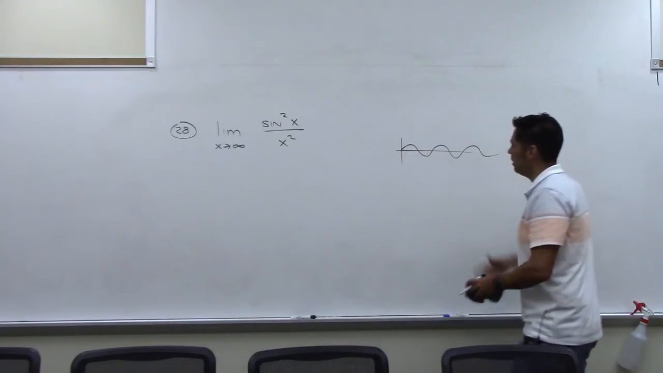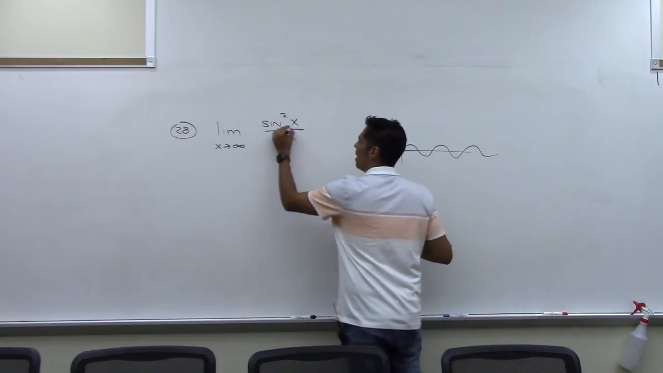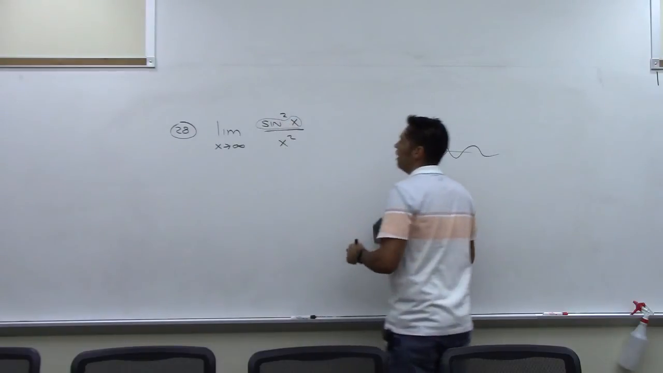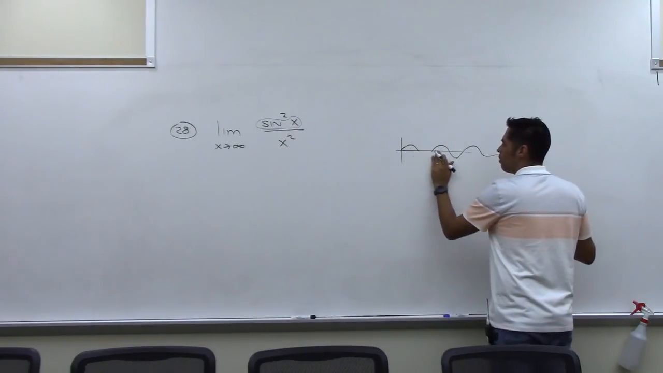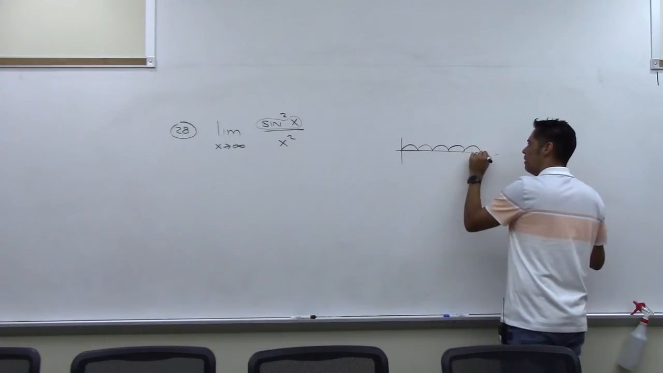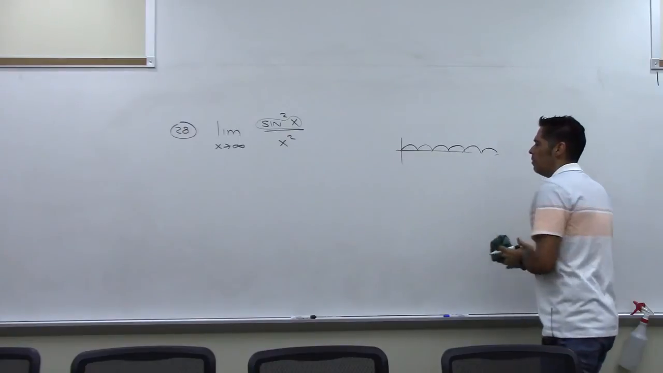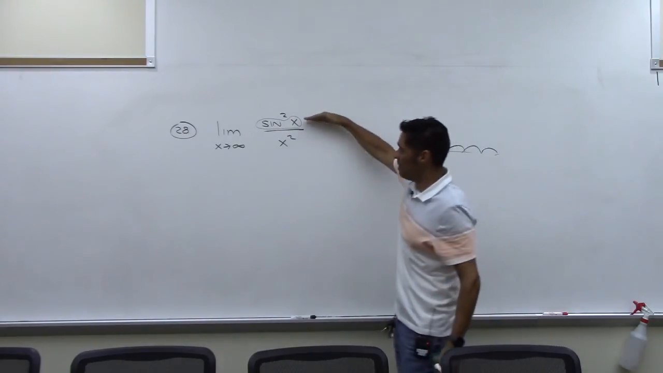So the top limit is oscillating. That's what sine x is doing. You square it and it's always positive. So when you look at sine squared, it looks more like you cut off all these negatives and it kind of just looks like a bunch of bumps like this. But what's most important is that it's not headed to anything in particular. So this limit doesn't exist on top.